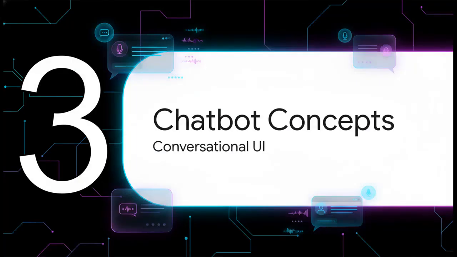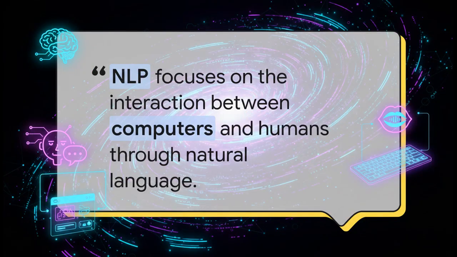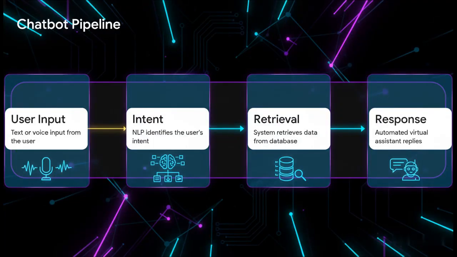Up next, Section 3, Chatbot Concepts and Conversational UI. We're definitely moving away from traditional clicking and tapping and shifting toward talking and chatting. And to make a chatbot work naturally, we rely on natural language processing, or NLP. Chatbots use artificial intelligence and these NLP basics to communicate with users and provide highly intelligent, automated responses. It essentially bridges the gap between that complex code running in the background and the natural, everyday language your users actually speak.